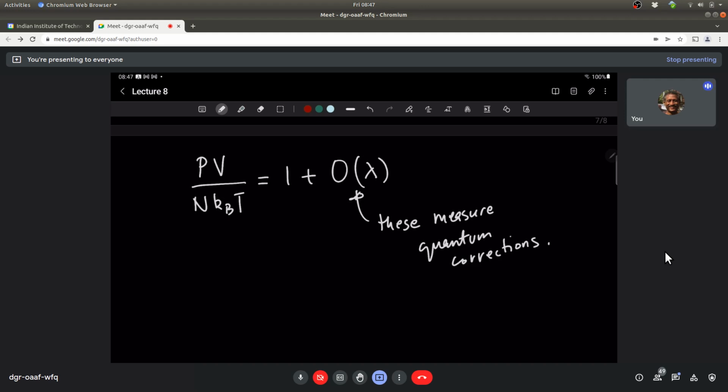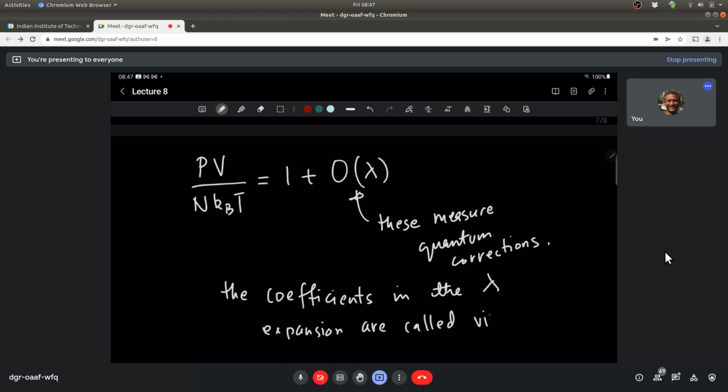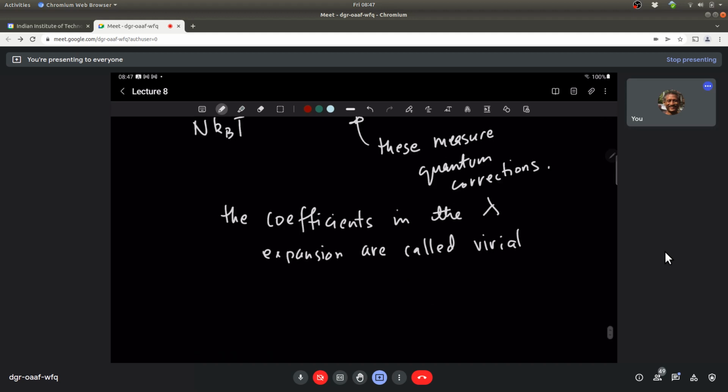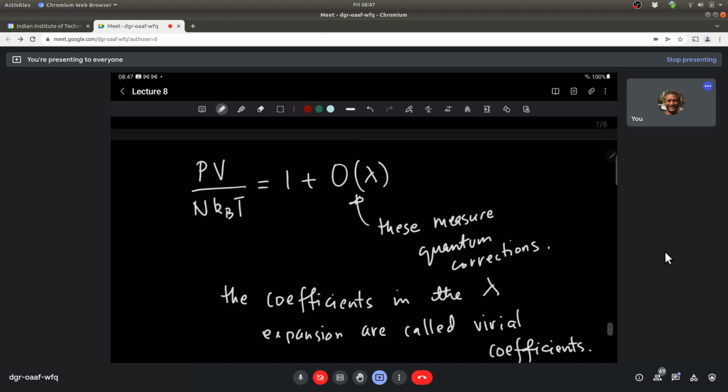And so for instance, the coefficients in the lambda expansion are called virial coefficients. Okay, and one can compute them, and we'll compute at least one. At least we will correct for the quantum gases. We will compute these things.